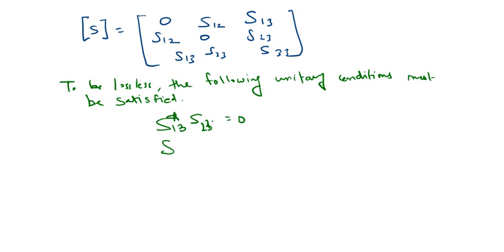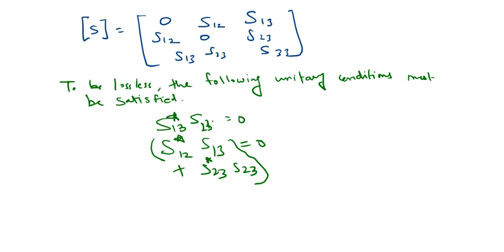Also, S12 conjugate with S13 should be 0, plus S23 conjugate with S23. So this should be equal to 0.